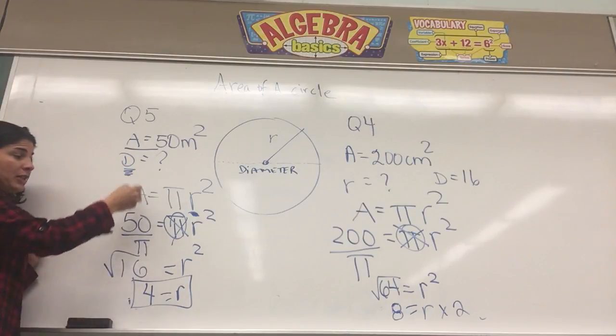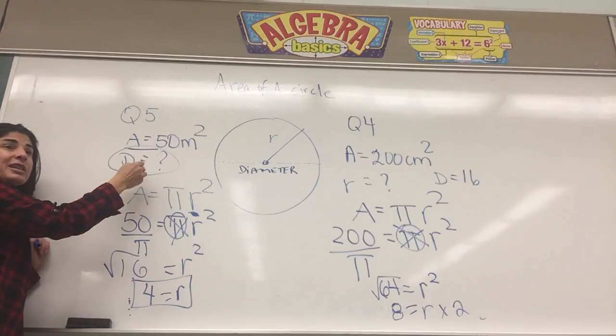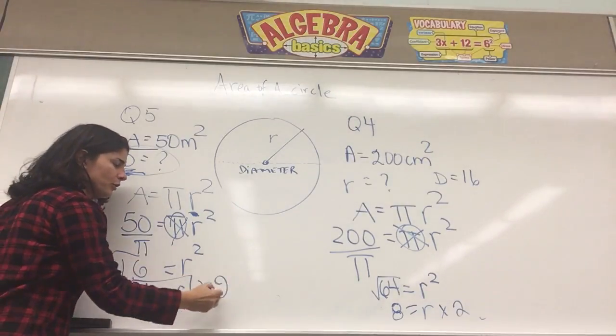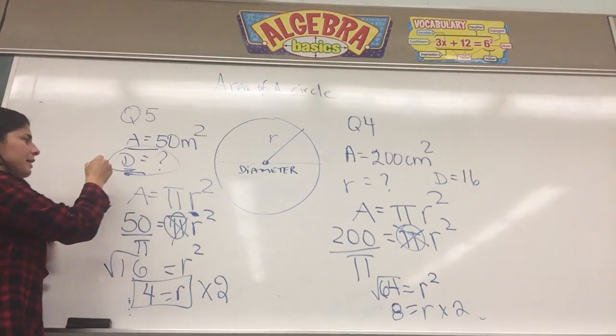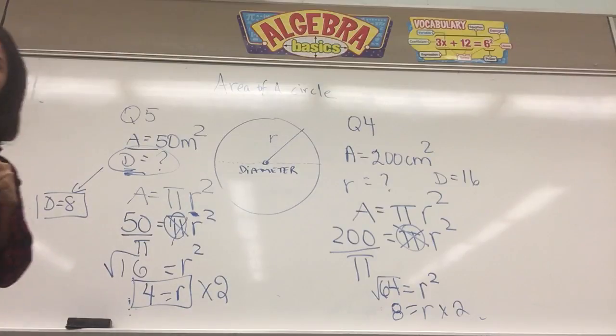Hopefully you'll know that it's really easy to get to the diameter. What do I do to the radius to get my diameter? Times it by 2, which means that my diameter is equal to 8. That is the end of our lesson today. We will use our notes to do a pop quiz.